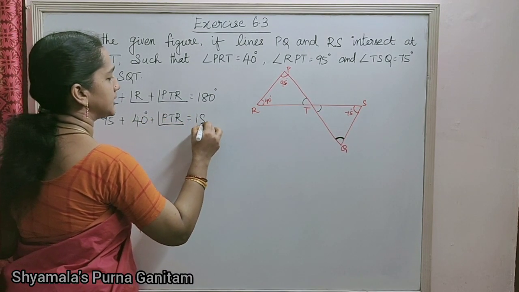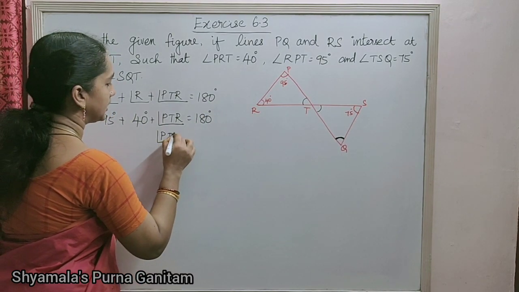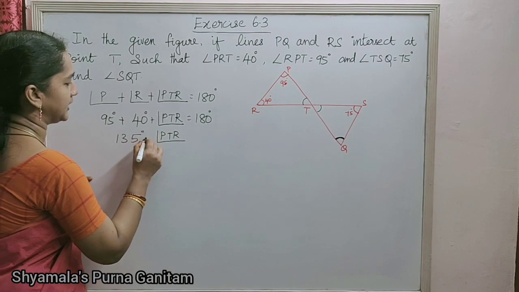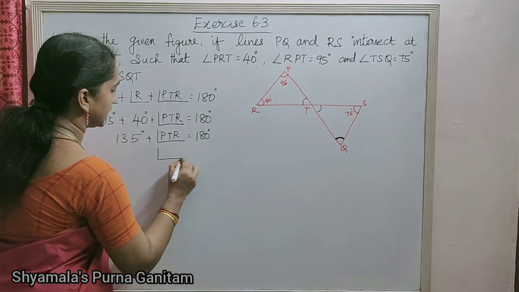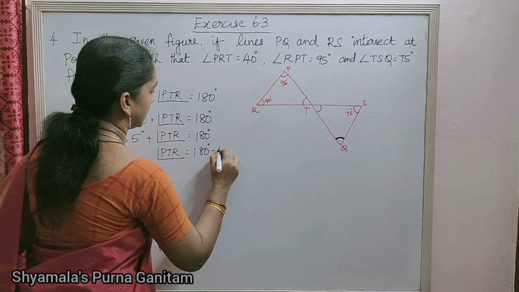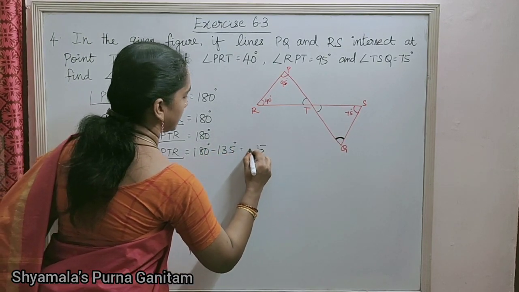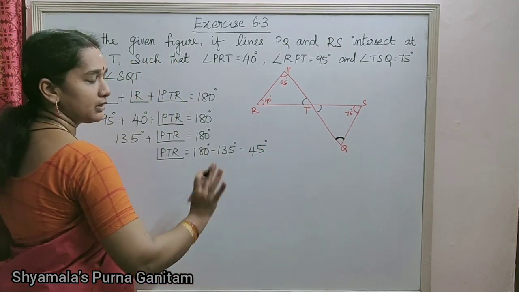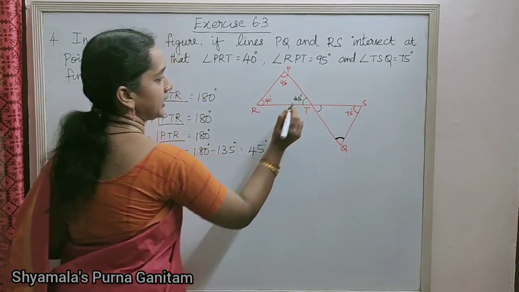So if you add these, 95 plus 40 is 135 degrees. So 135 plus PTR is 180 degrees, so PTR is 180 minus 135, which is 45 degrees. So this PTR, we got it as 45 degrees.